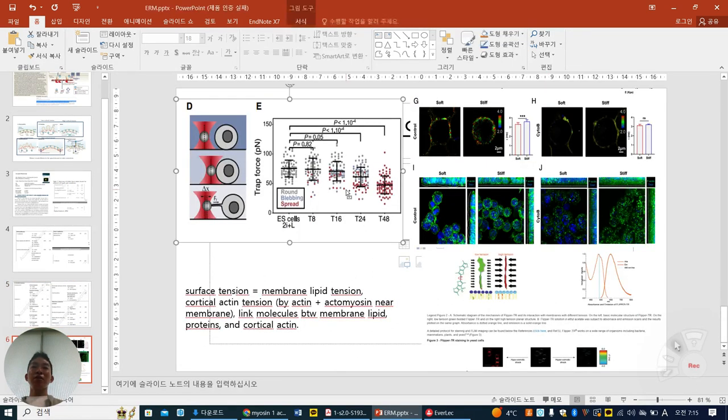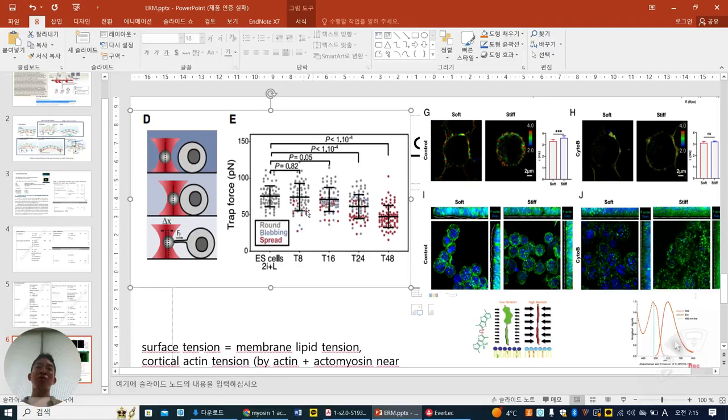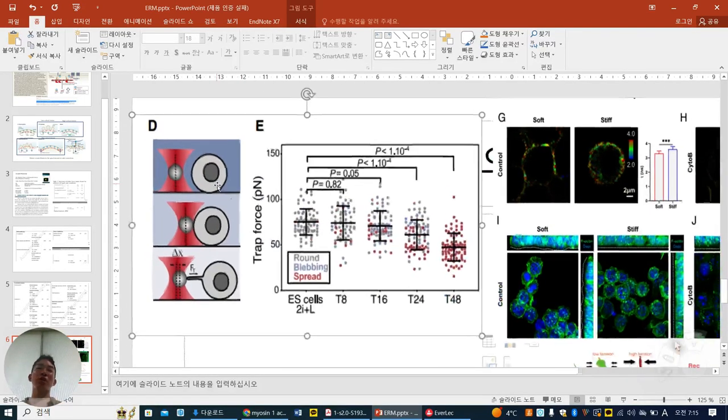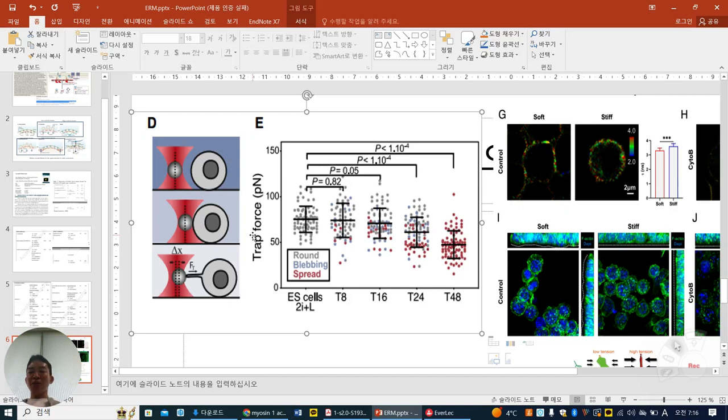And then this is the measurement, how they measure the cell membrane tension from optical tweezer. Also this method, the Cell Stem Cell paper, they use it. So this is a cell, this is some bead, and then using optical tweezer, they can approach, and then after binding, they can detach. So from the detachment, they can measure the force. This is called trap force.